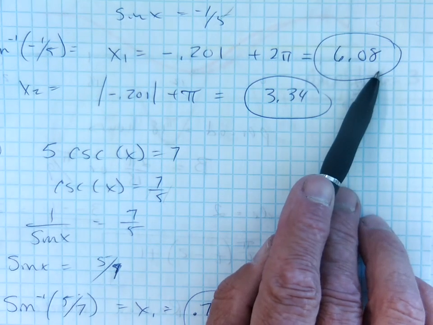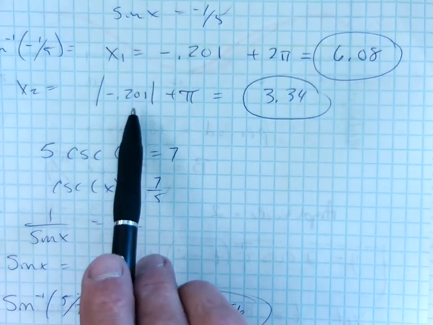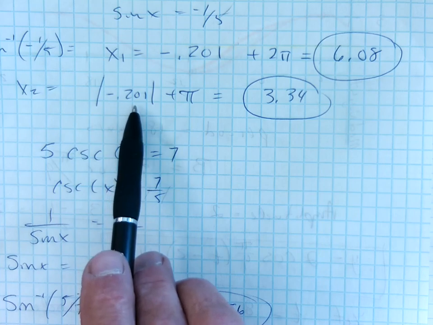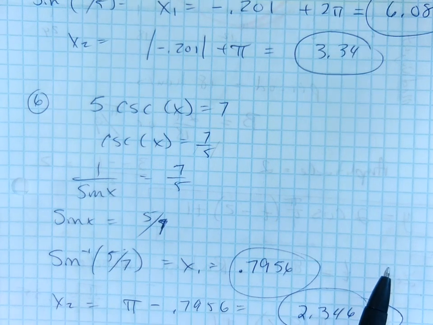I get a 6.08. And then if I look at my chart, it says take the absolute value of that negative angle, which is going to be a positive 2.02. Add pi to it, and then my second angle is a 3.34.